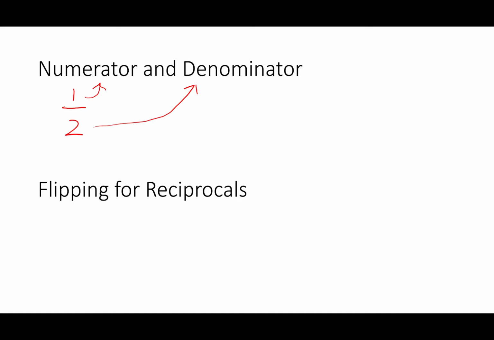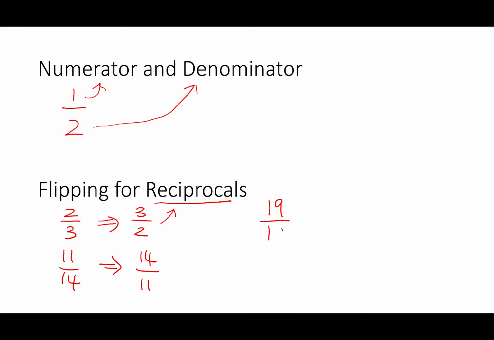We can also flip a fraction to get the reciprocals. For example, 2 over 3. Now if you flip this one over, you get 3 over 2. And this is known as the reciprocal. Similarly, 11 over 14. If you were to flip over, you get 14 over 11. What happens if you have 19 over 19, for example? If you flip over, you still get 19 over 19. So therefore, this number here is its own reciprocal.